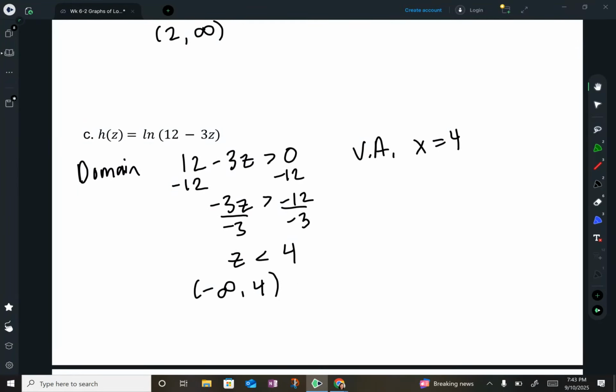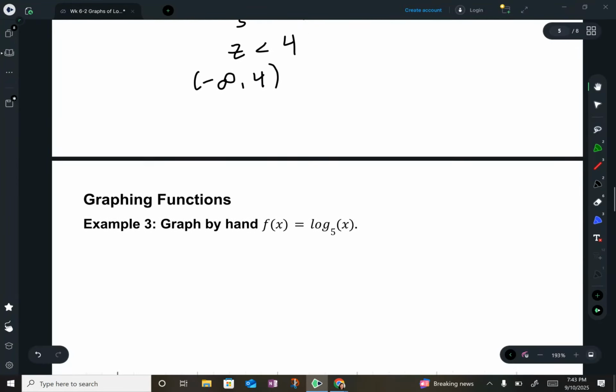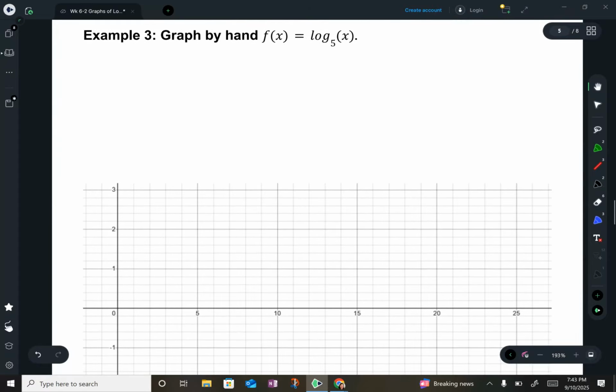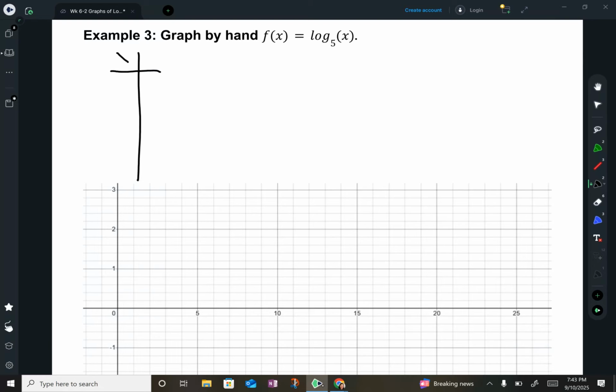All right, so that's the domain of finding logs from an equation. Let's practice graphing some logs, and we're going to graph it by hand. Now, Desmos can graph logs of different bases, but we're going to practice doing this one by hand to just build some practice. So the way we graph by hand is we just make a table of values and we plot points. So we're going to pick some x's and compute some f of x equal to log base 5 of x.